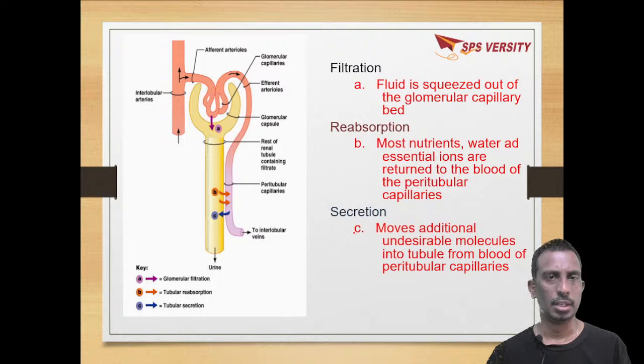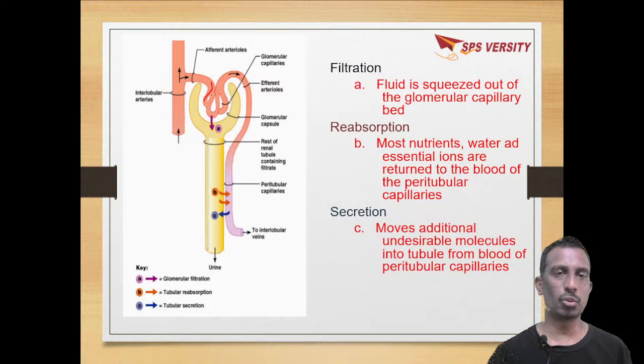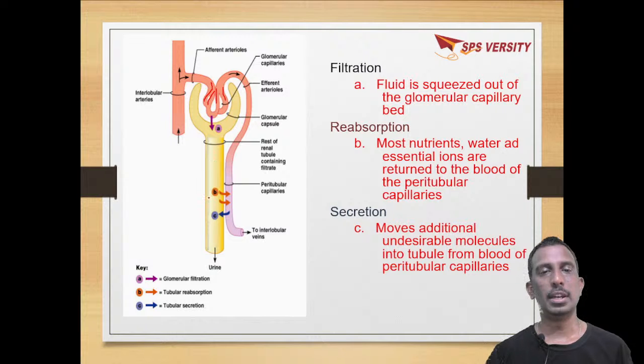So here in this picture, you can see the different parts of the nephron. This is the glomerulus, the tuft of capillaries. This is Bowman's capsule. Next, the renal tubule, the proximal convoluted tubule. The next one is the loop of Henle, the distal convoluted tubule, and the collecting duct.